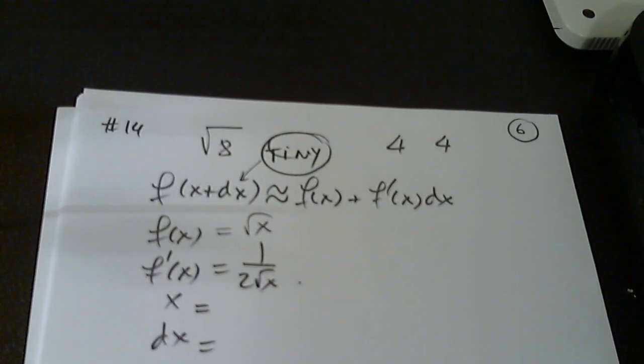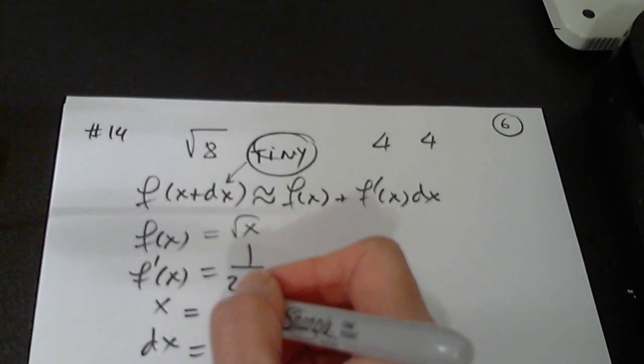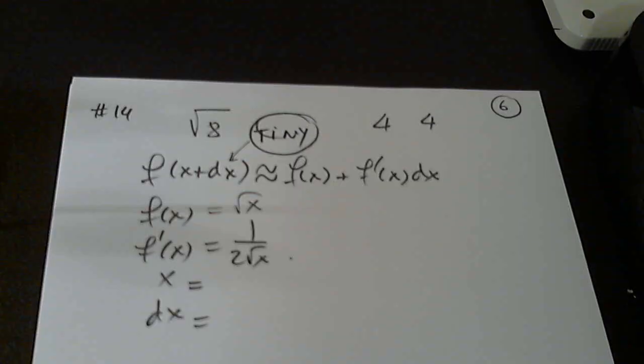It's a very good point. So remember, dx is a minor error. So what do you think? What can x be and dx? Remember, dx can be positive or negative. It doesn't have to be one or the other. It can be anything.